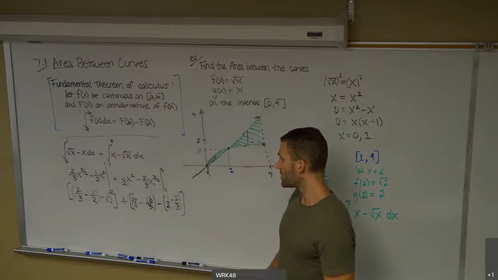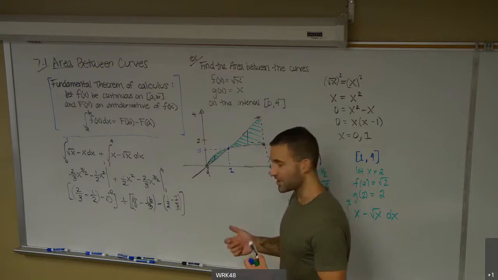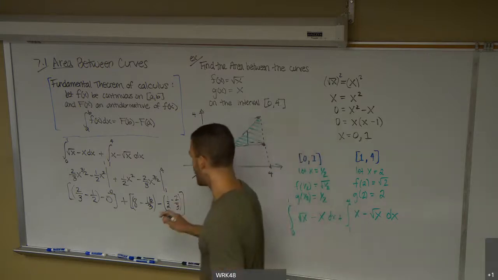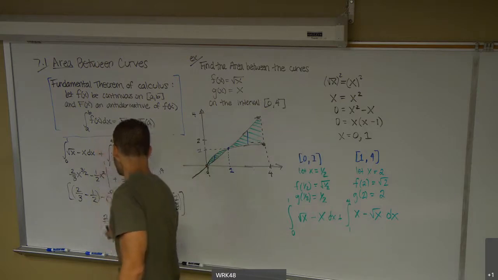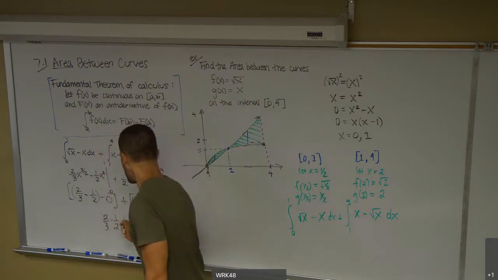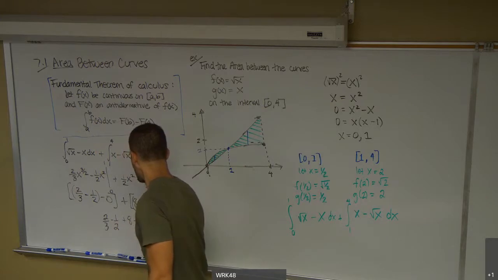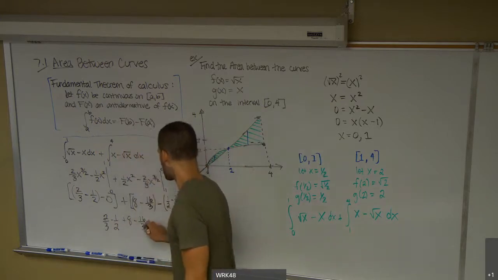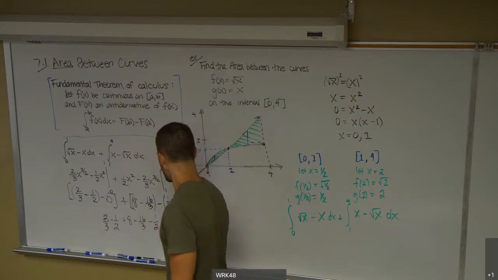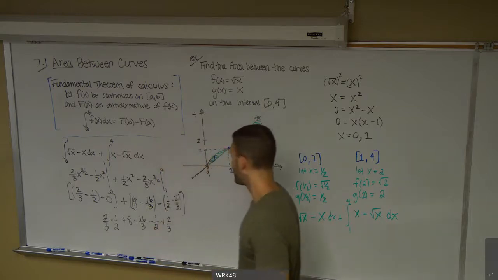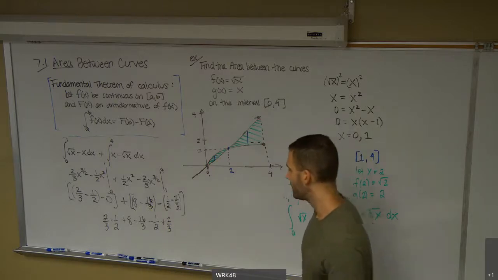The only thing that remains to do now is to simplify my answer, right? To combine these fractions together and get a number. And so we have 2/3 minus 1/2 plus 8 minus 16/3 minus 1/2. Don't forget to distribute the negative, plus 2/3. And I distribute the minus sign.